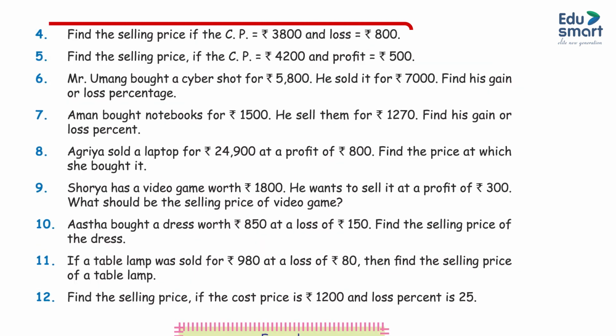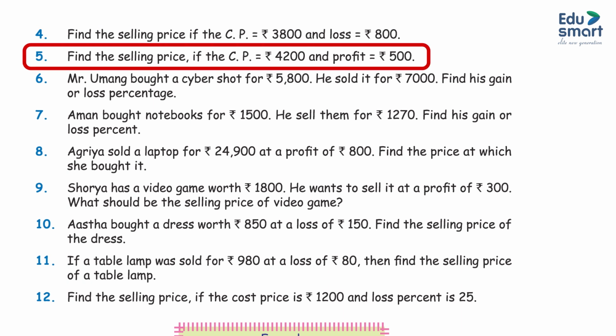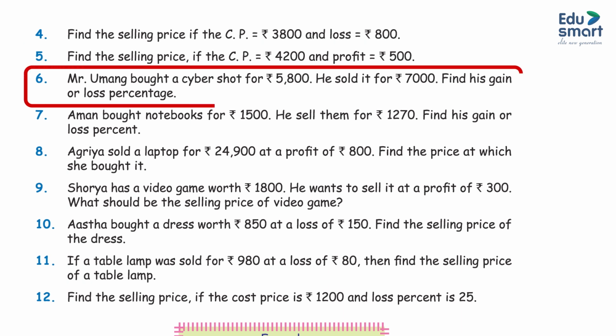Answer: 14,290. Question 4. Find the selling price if the CP equals rupees 3,800 and loss is rupees 800. Answer: 3,000. Question 5. Find the selling price if the CP equals rupees 4,020 and profit is rupees 500. Answer: 4,700.